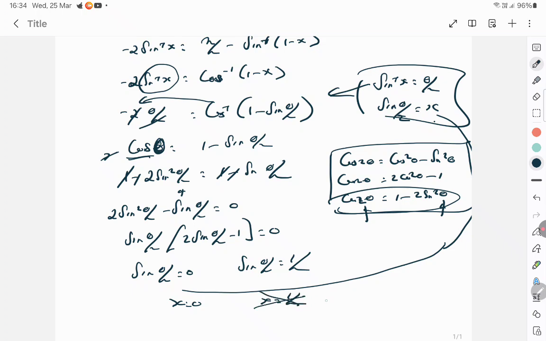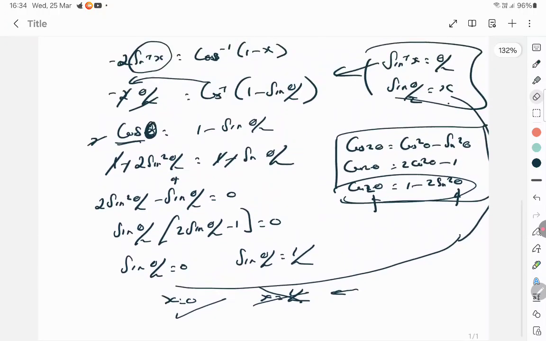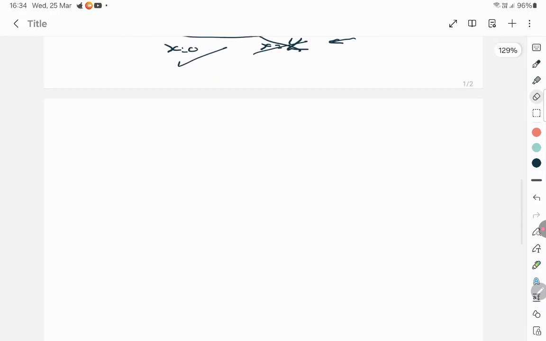x is equal to 1 by 2 will not be applicable. You substitute in the question and see. X is equal to 0 will be applicable. When you substitute, sine inverse of 1 minus 0 is sine inverse of 1, which is pi by 2, minus 2 sine inverse of 0, which itself is 0. So you get the answer. When verifying, you notice that only x is equal to 0 will be applicable. The other solution will not be applicable. So let's go to the next question in reverse.